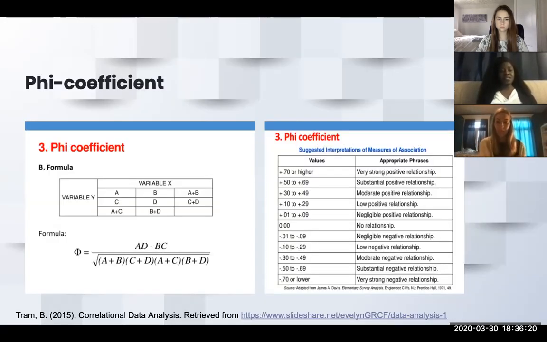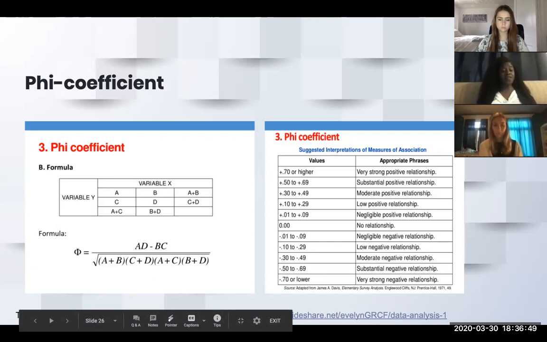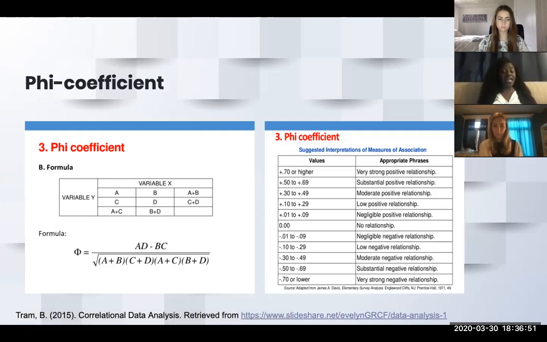Okay, phi coefficient. This is another way to describe and measure variables. The only difference is that it measures the association of two dichotomous variables. So now we have two variables that are binary, which means that they only have two categories. Taking a look at the slide here, variable y has two categories and variable x also has two categories.